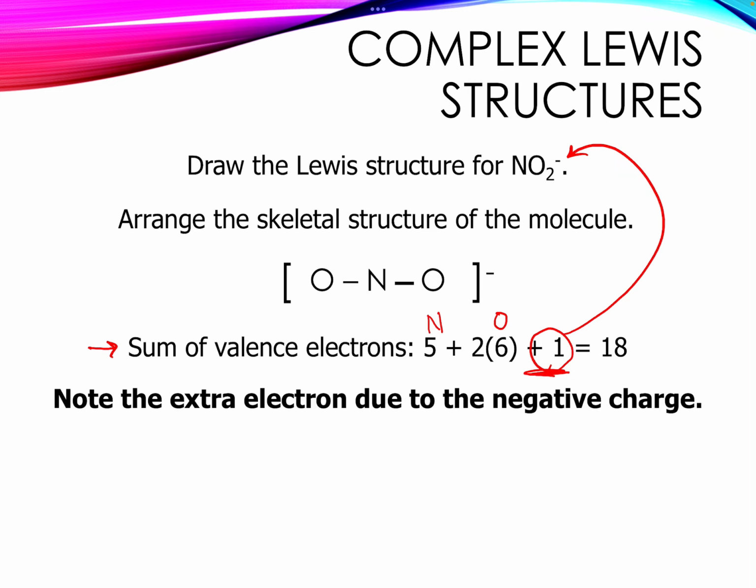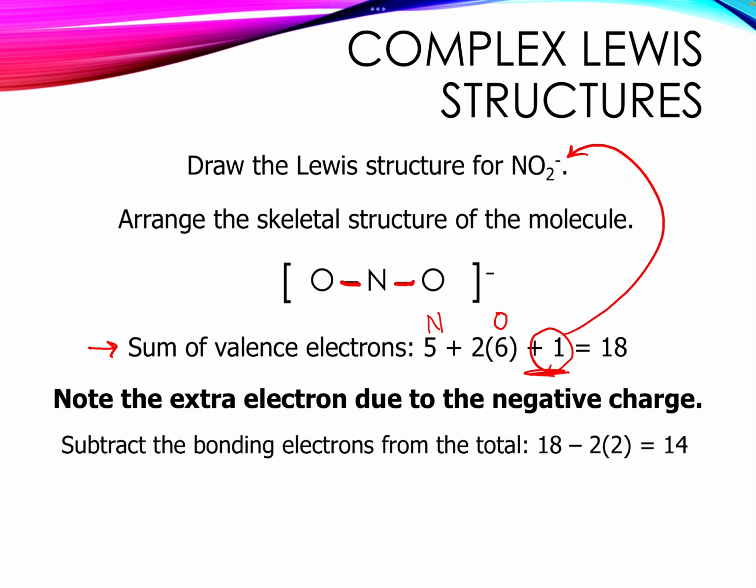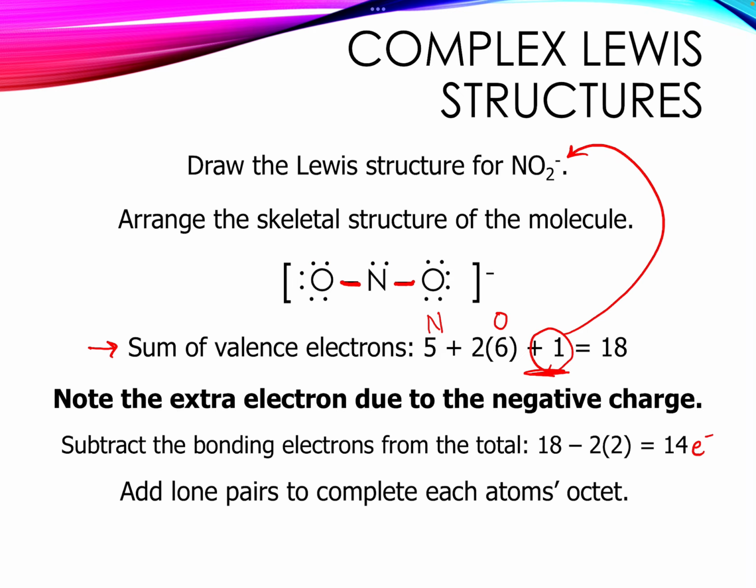So we have 5 from the nitrogen plus 12 total from the oxygens plus that 1 extra from the negative charge gives us 18. Then we subtract out 4 for our bonds, just like we normally would, which means we have 14 electrons left to use in our structure. Now we're going to add pairs to complete each atom's octet. So if we look, we used 1, 2, 3, 4, 5, 6, 7, 8, 9, 10, 11, 12, 13, 14. So that means this is a good Lewis structure because we've used up all of our electrons and all of the atoms have an octet.